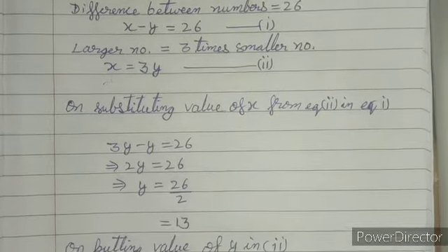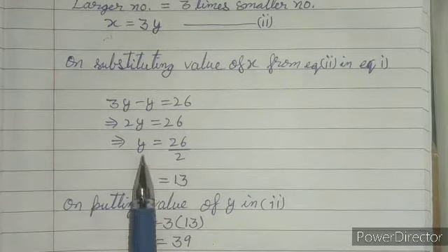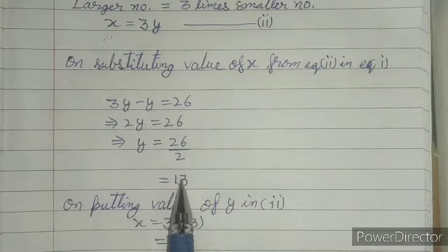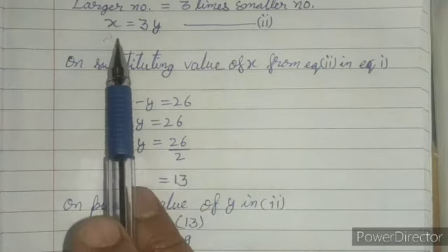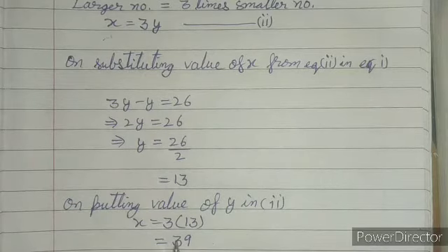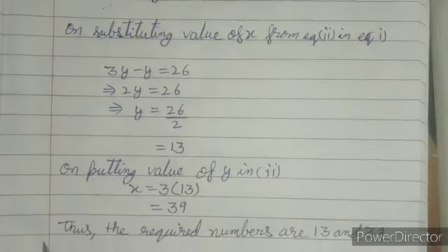On substitution, we are getting the value of y as 13. On putting this value of y in equation second, we are getting the value of x as 39. That means the two numbers are 39 and 13.